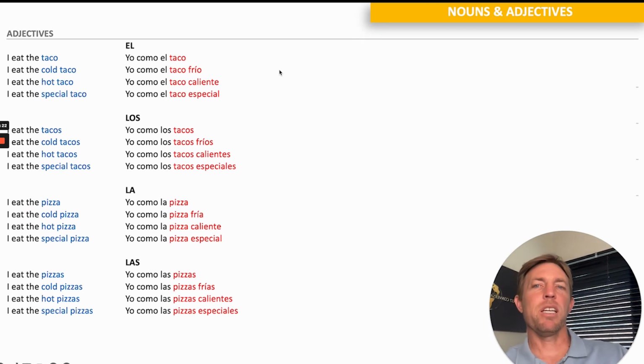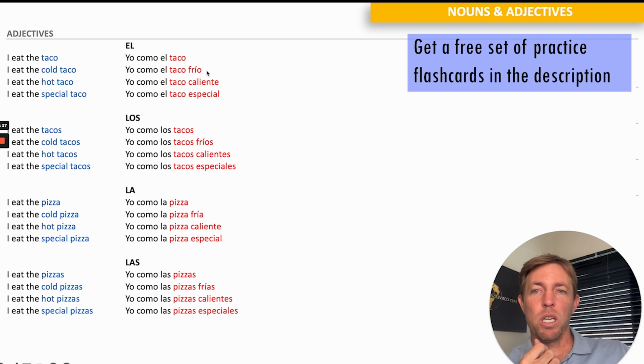Now let's add adjectives to the mix. Okay? So, sticking with our pizza and tacos, I eat the taco, el taco. I eat the cold taco, el taco frío. Okay? I eat the hot taco, el taco caliente, and the special taco, el taco especial.